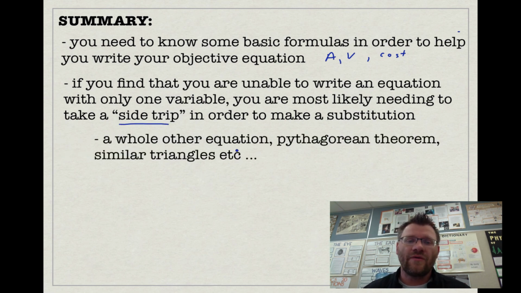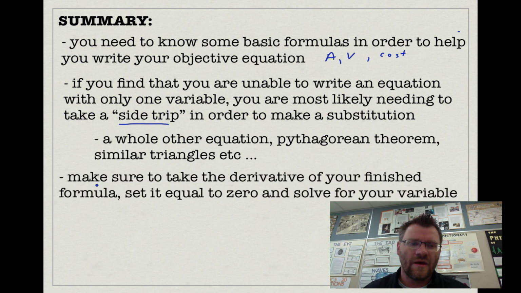So you might need a whole other equation, like the perimeter one. You might use the Pythagorean theorem like we did with that last example, or even the concept of similar triangles and using ratios to help you eliminate that extra variable. And make sure to take the derivative of your finished formula, set it equal to 0, and solve for your variable.